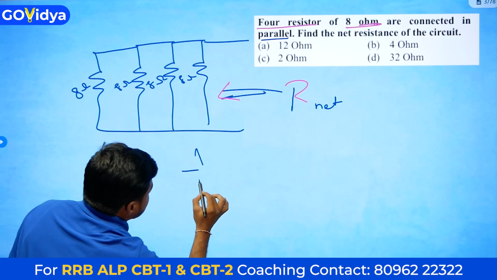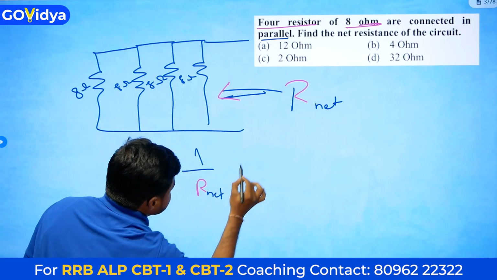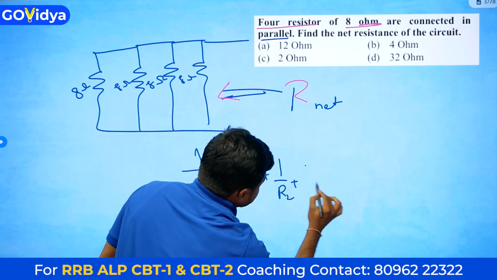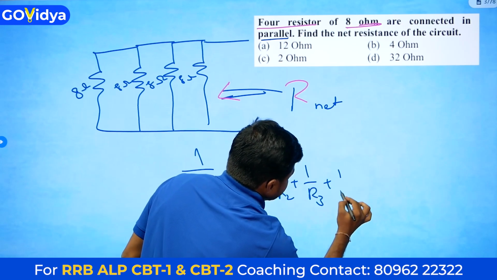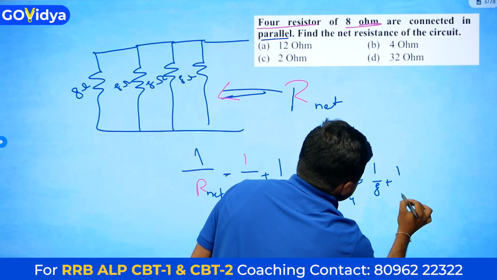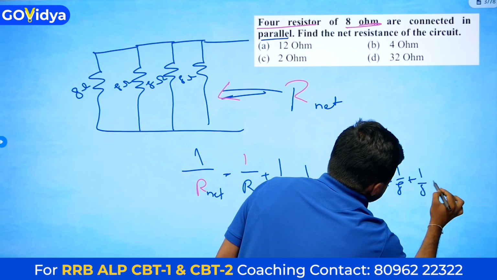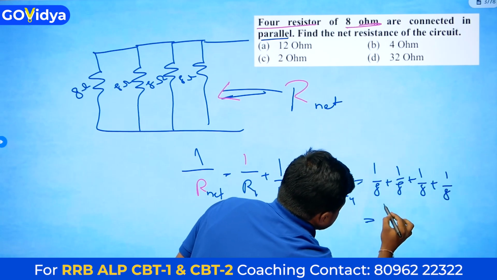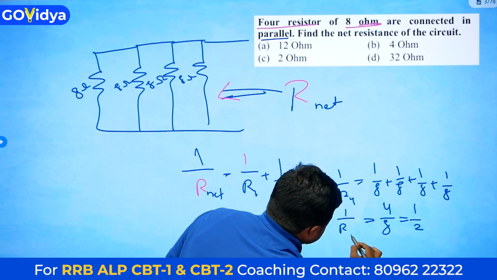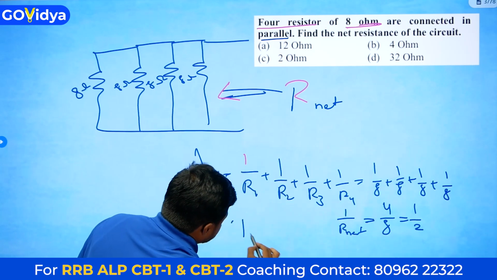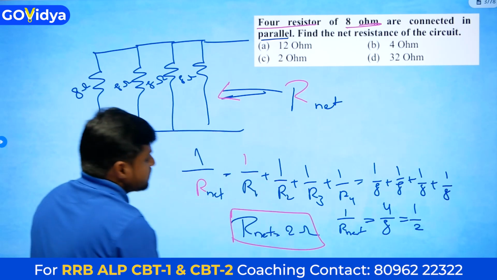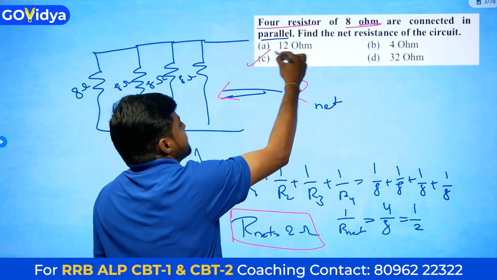1 by R net is equal to 1 by R1 plus 1 by R2 plus 1 by R3 plus 1 by R4. Now 1 by 8 plus 1 by 8 plus 1 by 8 plus 1 by 8, we will get 4 by 8. 4 by 8 is equal to 1 by 2. 1 by R net is equal to 1 by 2. R net is equal to 2 ohms. From the options, option C is the correct answer.